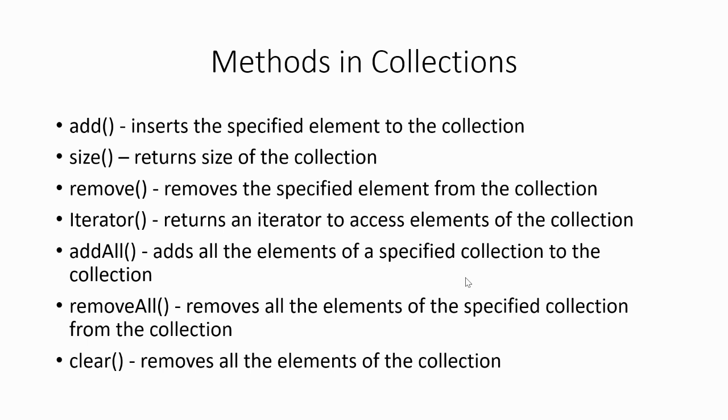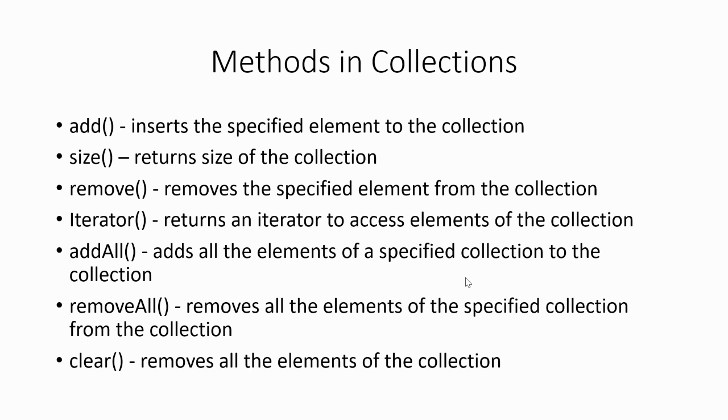The second method is size. It actually returns the size of the collection. Then we have the remove method. It actually removes the specified element from the collection. This remove method accepts an argument of position, right? So if you want to remove an item at position 3, you can call remove 3, with a parameter of integer 3.